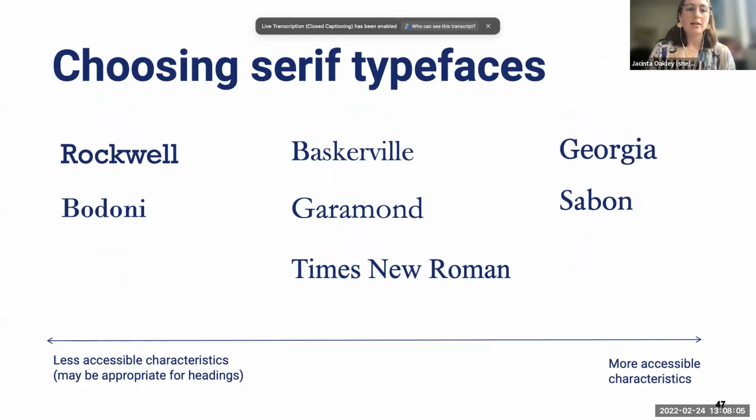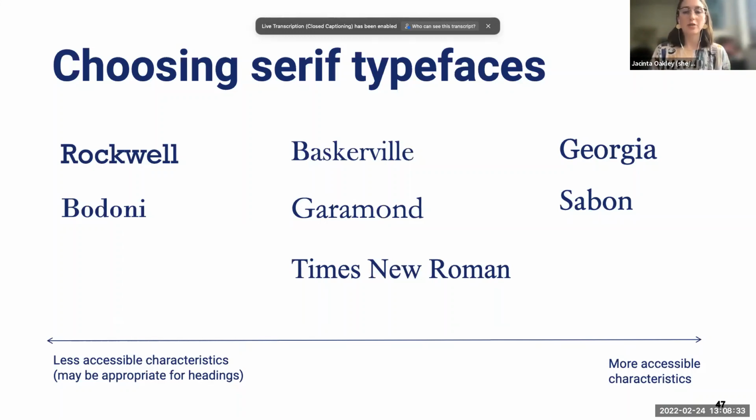Okay, so let's similarly break down how we might go about choosing a serif typeface. And again, these can be considered on a scale from those with less accessible features to those that possess more. And we have typefaces like Georgia and Sabon on the right-hand side due to their open apertures, large X heights, and these are great for body text on the web when not styled too small.